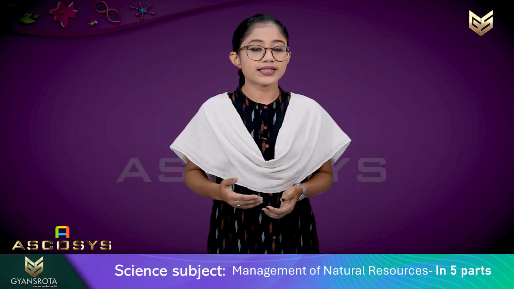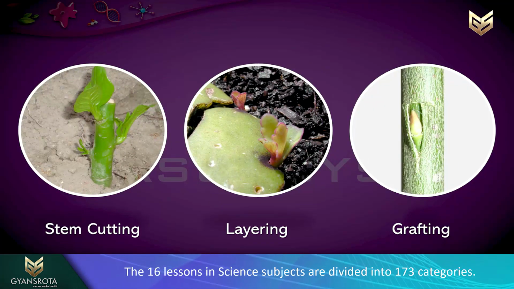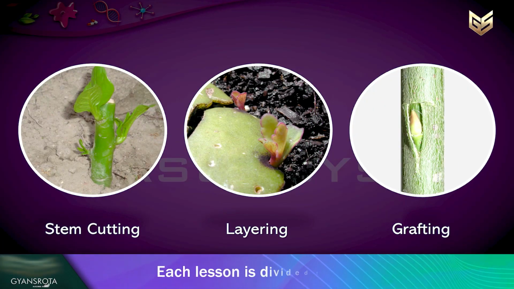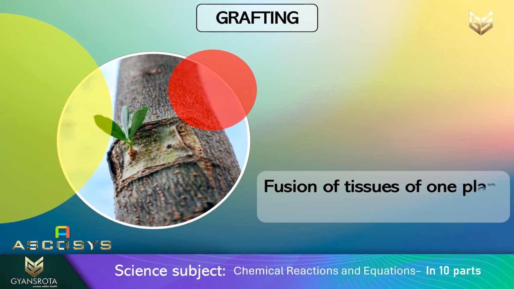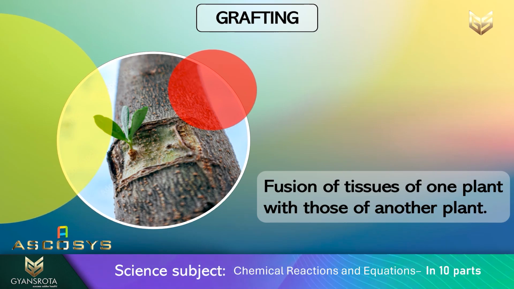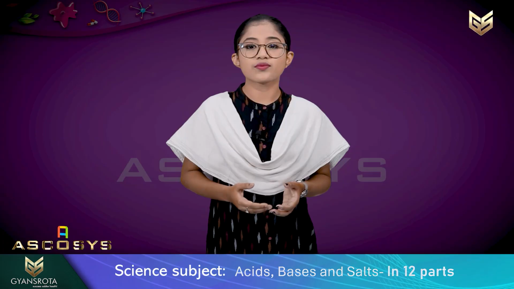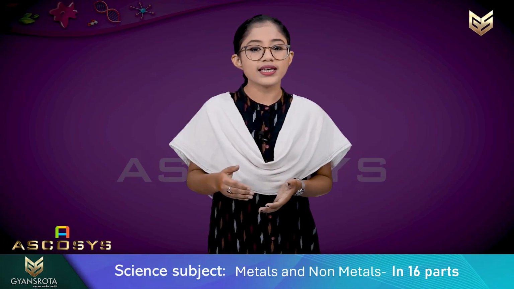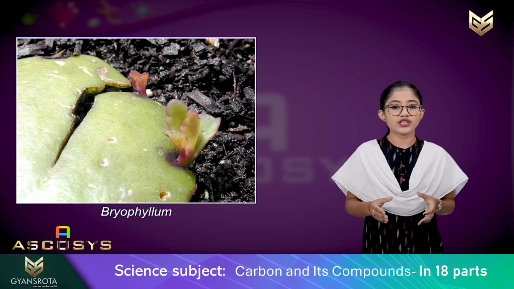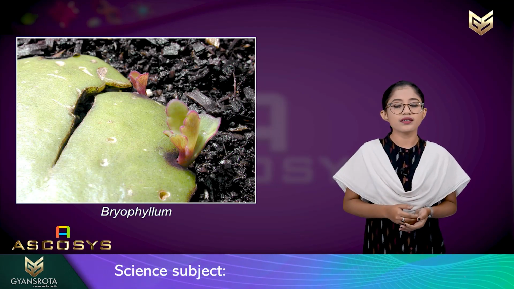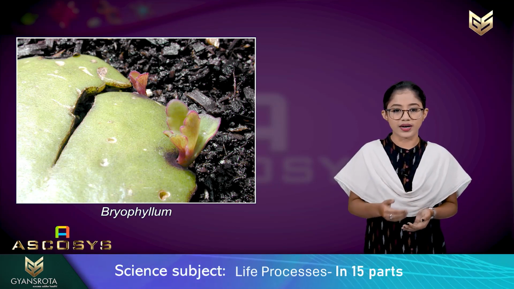There are different methods of vegetative reproduction in plants, including stem cutting, layering and grafting. Grafting involves the fusion of tissues of one plant with those of another plant. An example of grafting is roses. Next, leaf buds can grow as young plants, as you can see in this figure of Bryophyllum. When the leaf touches moist soil, each bud grows into a new plant. So that is also an example of vegetative propagation.